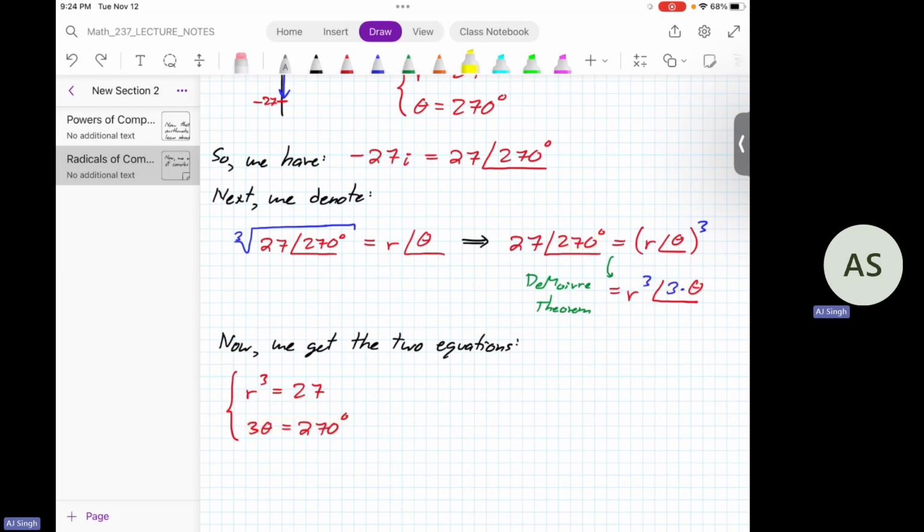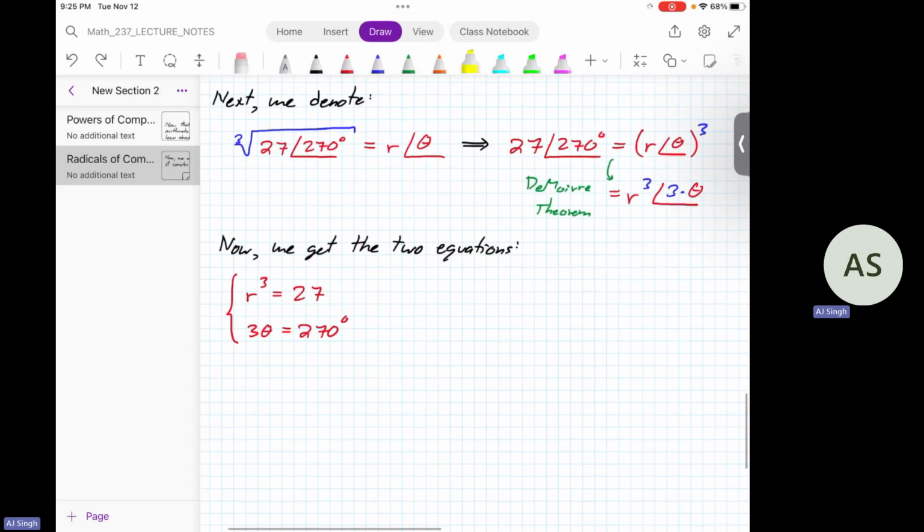Now, the only thing is we have to consider coterminal angles. So 270 is not good enough. You have to consider 270 plus 360, which is 630 degrees. And then plus 360 again is 990 degrees.